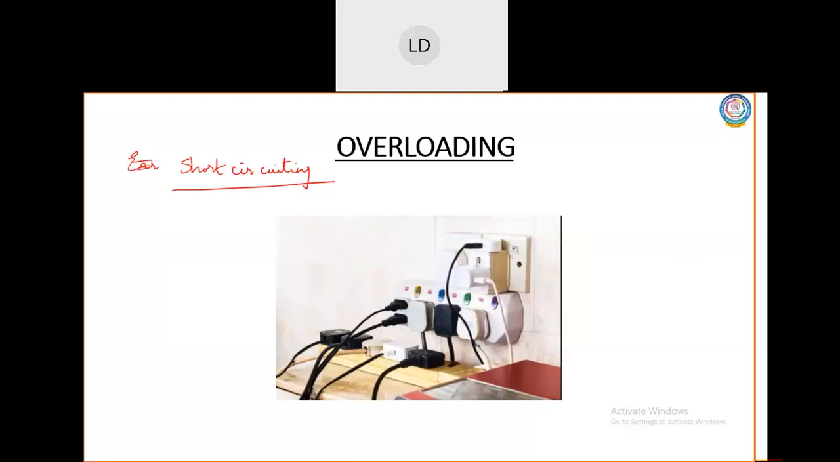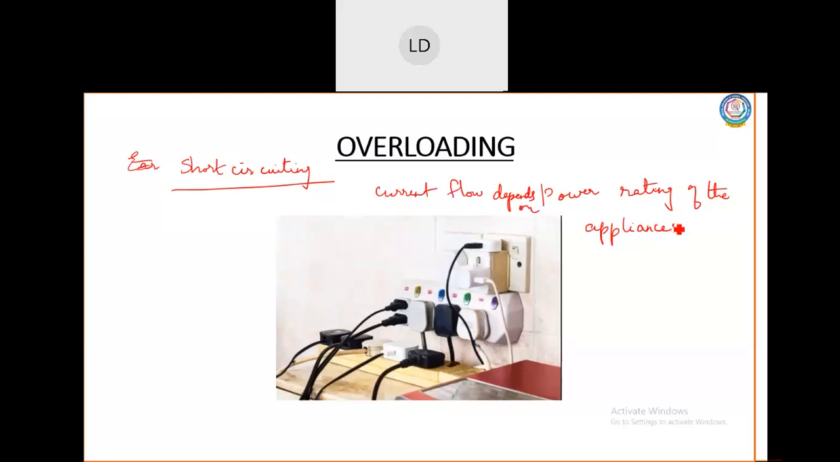So overloading, now this is the diagram, overloading. So you can very well understand from this diagram. Okay, now the current that is flowing in a wiring circuit at a particular time depends mainly on the power rating of the appliances that are used. Okay, so this is a very important point, right?